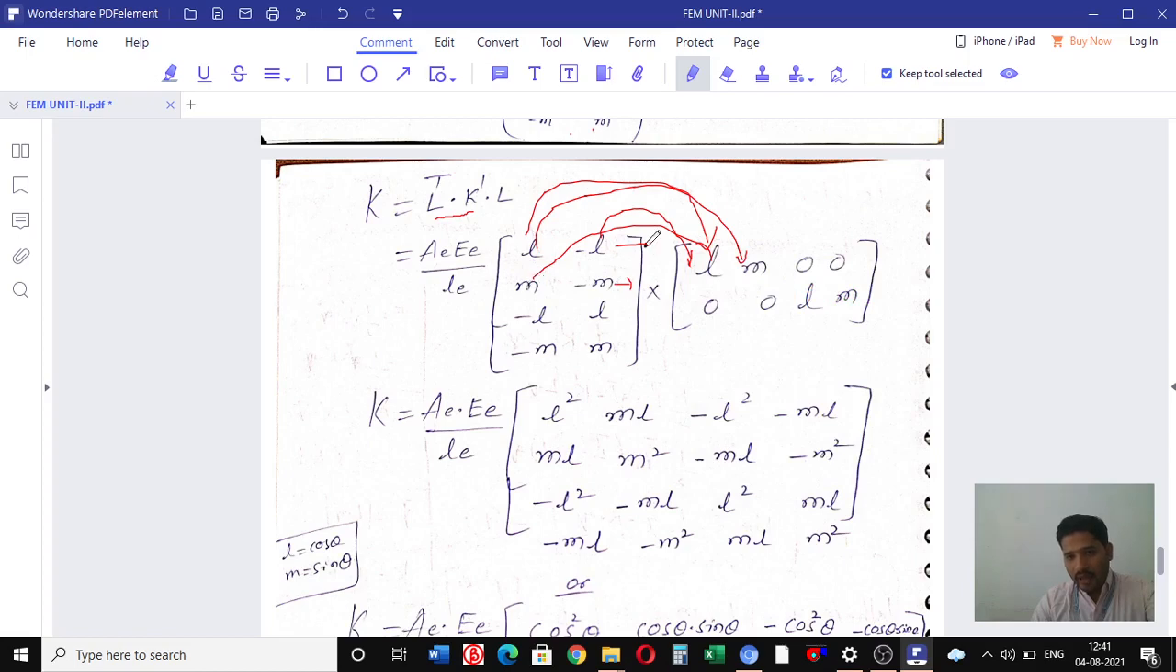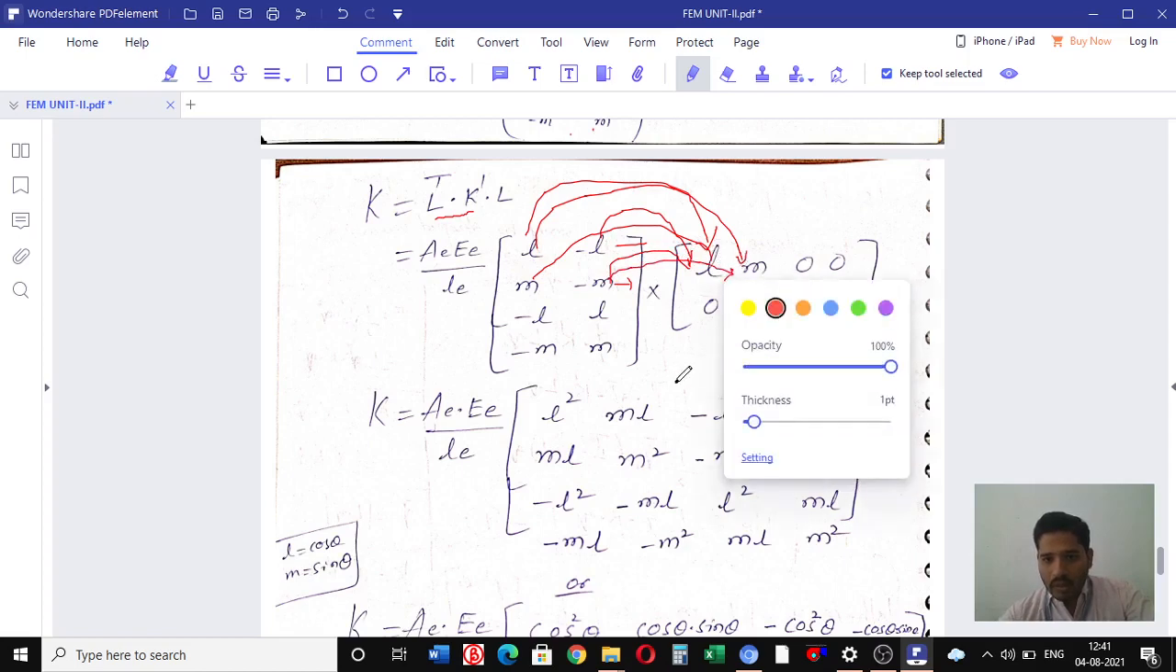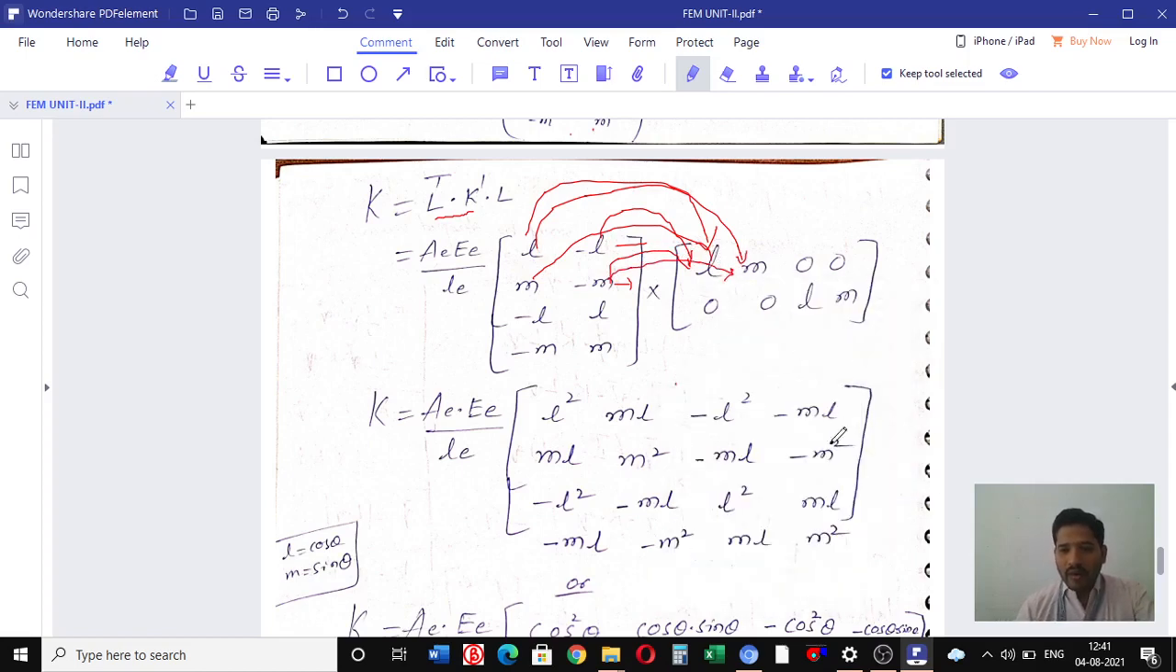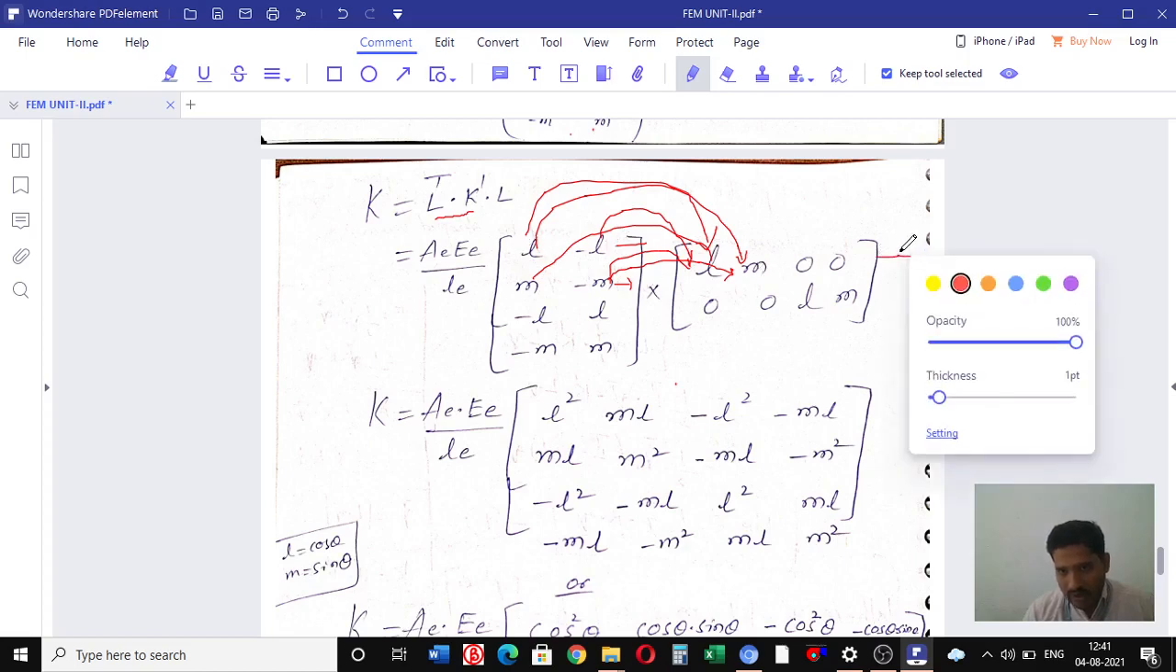Clear? Again M into M, M square. Again this is over. Again this minus, we need to multiply this. Minus M into L, minus ML. Minus M into L, minus ML, minus M into M. It should be how much here? It should be minus M square. Clear? So this means that this above two rows you need to multiply with this first row.